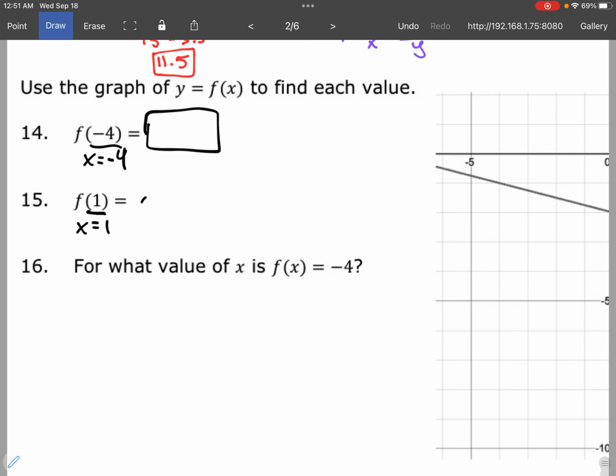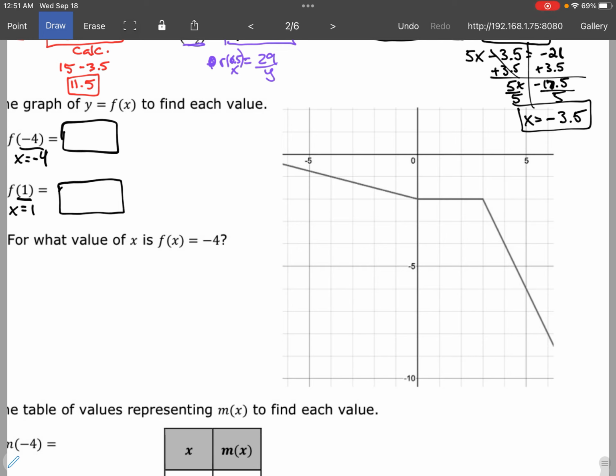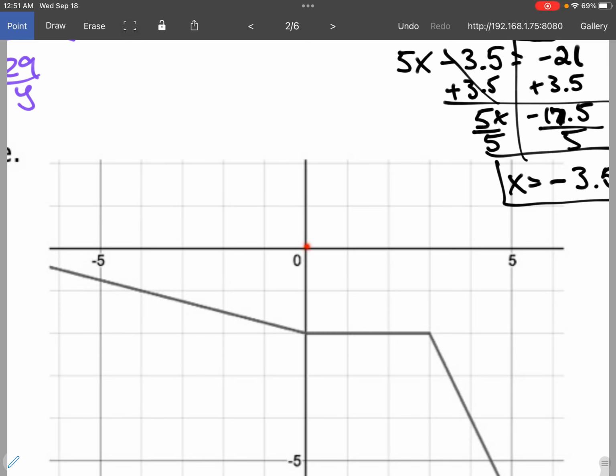X is 1 here. Your job is to go solve for y, okay? So on a graph, this is how this works. If x is negative 4, what is y? Let's zoom in real quick. Right here in the middle, this is 0, 0. So I'm going to go to negative 4 for my x-axis, just to kind of focus a little bit more. This is your x-axis. This is your y-axis.